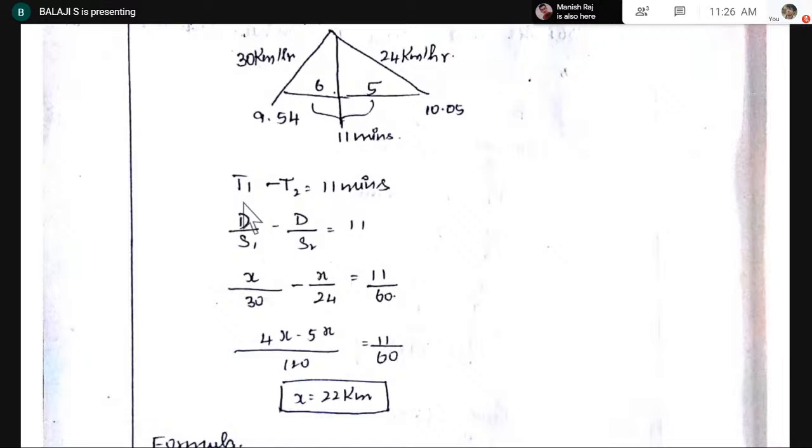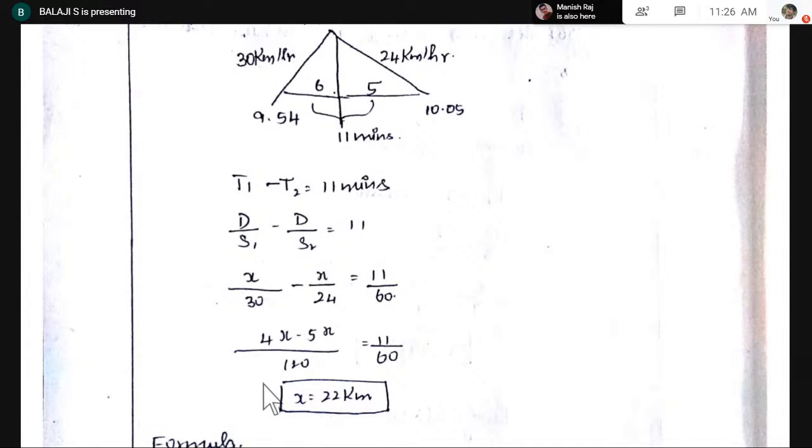Time equals distance by speed. We know the distance is what we have to find, which is x, and the first speed is 30 and the second is 24, so the time difference is 11. Why are we putting 60 here? Because the time is given in minutes, but the speeds are in kilometer per hour. So to convert the minutes into hours, we divide by 60. If we solve this, we get an answer of 22 kilometer.